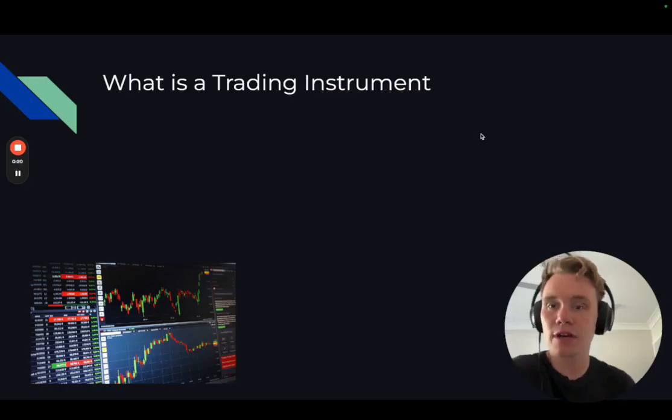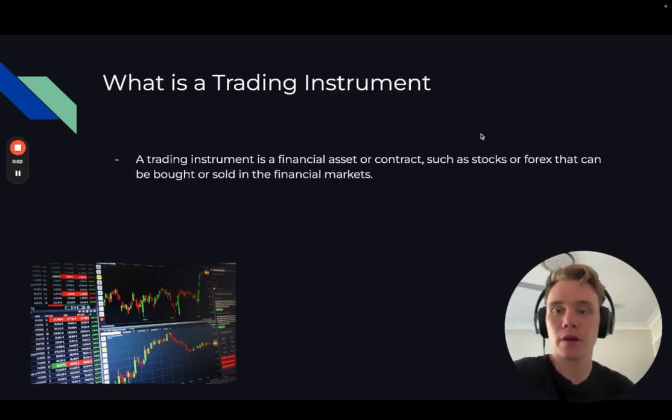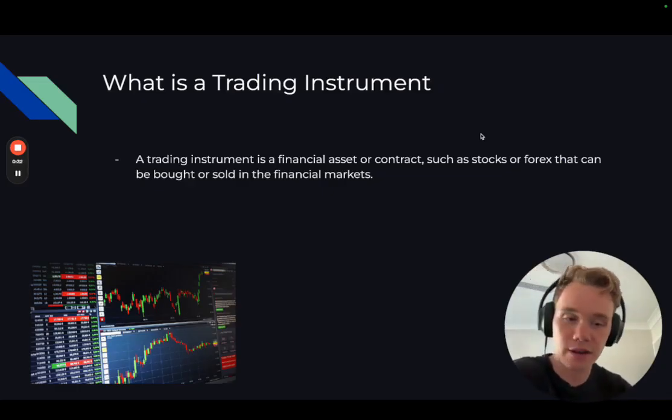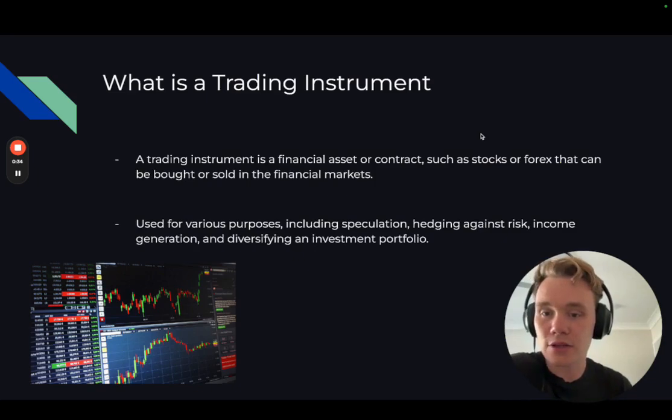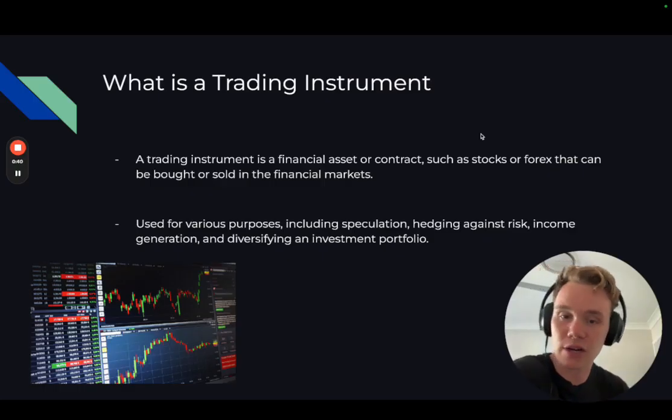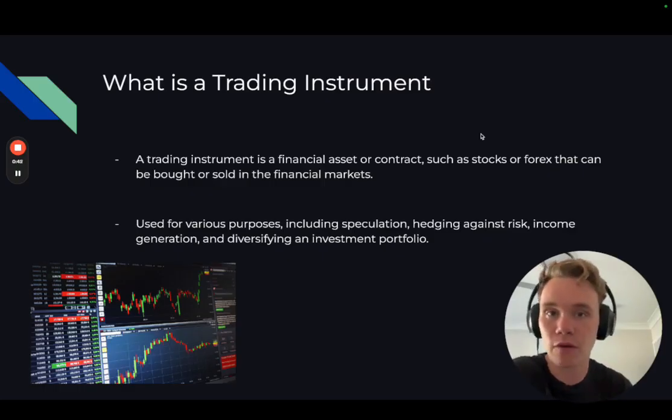Now, first up, what is a trading instrument? A trading instrument is a financial asset or contract such as stocks or forex that can be bought or sold in the financial markets. That's from ChatGPT. I think it covered it up quite well. It's used for various purposes, including speculation, hedging against risk, income generation, and diversifying an investment portfolio.